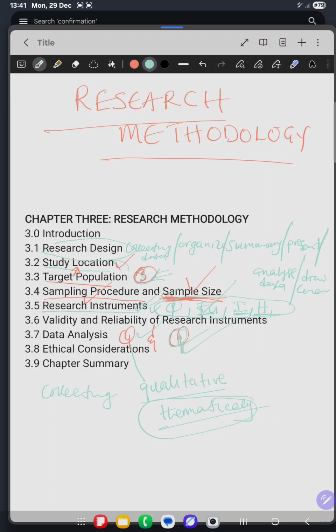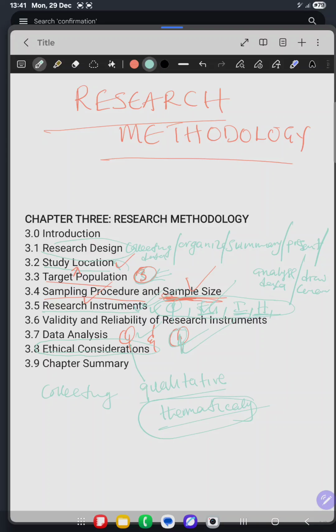All right, then from there now we go on to ethical considerations. So what are these ethical considerations? Ethical considerations are simply the good things that you are supposed to do as a researcher as you conduct your research. So good things that you do as a researcher as you conduct your research are called ethical considerations.